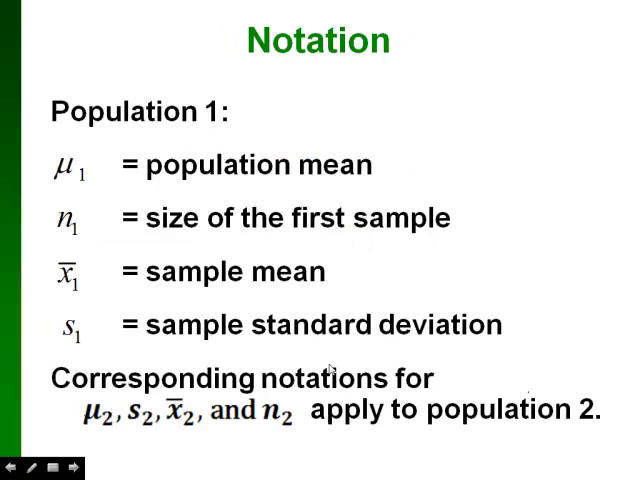Here's the notation for this. Mu1 is the population mean. N1 is the sample size for the first sample. X1 bar is the sample mean for the first sample, and S1 is the sample standard deviation for the first sample. We'll have all the same notations for the second population and second sample. They'll just have 2's instead of 1's as subscripts.